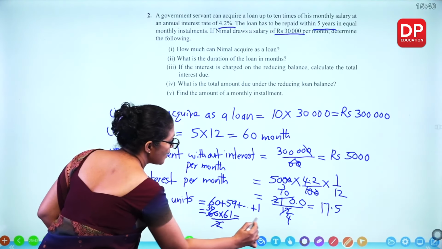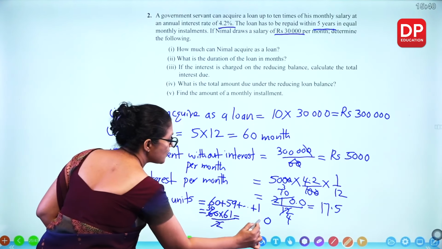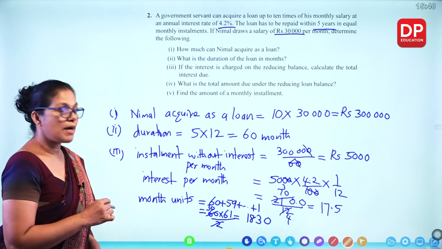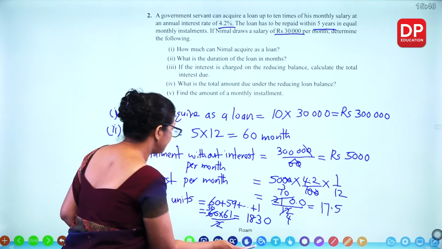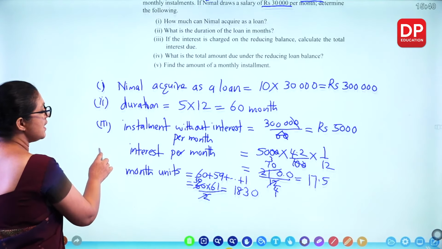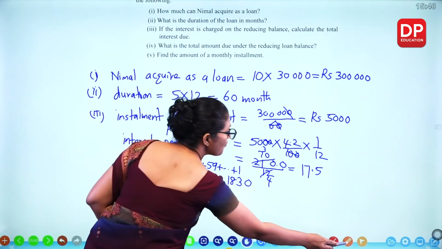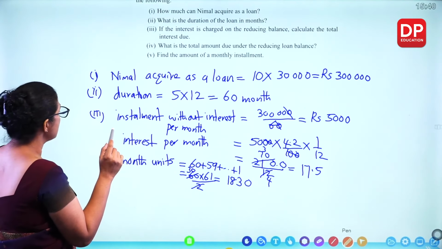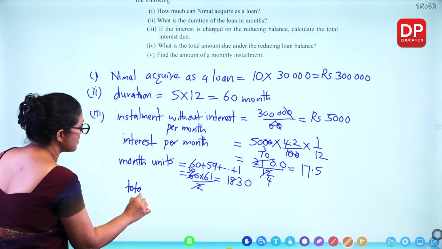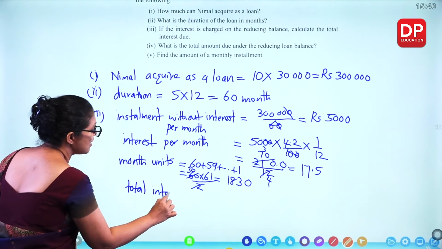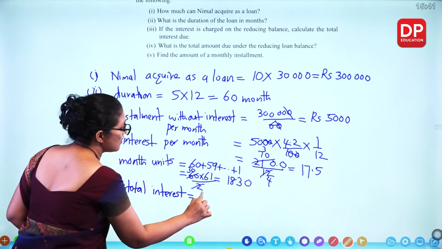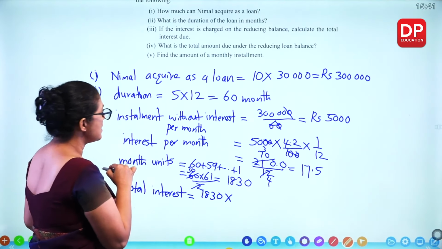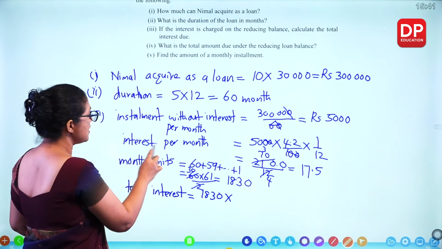30 into 61. 3 times 1, 3. 3 times 6, 18. 1,830 months units are there. So what's the total interest? Total interest. That's the third part. Total interest is 1,830 months units multiplied by 17.5, the interest per month.